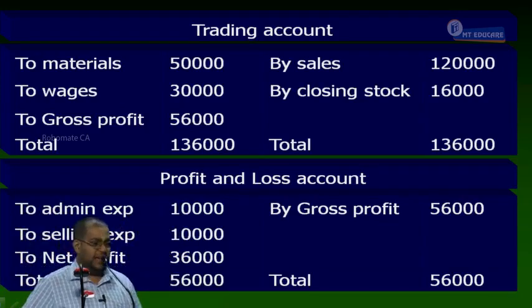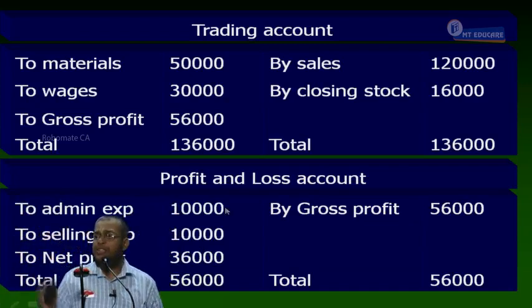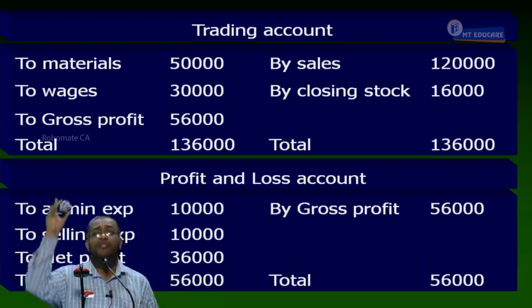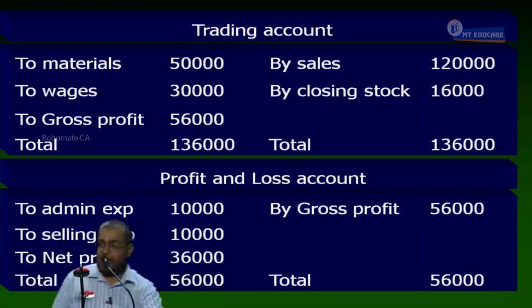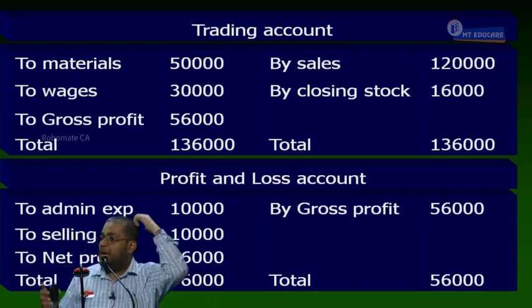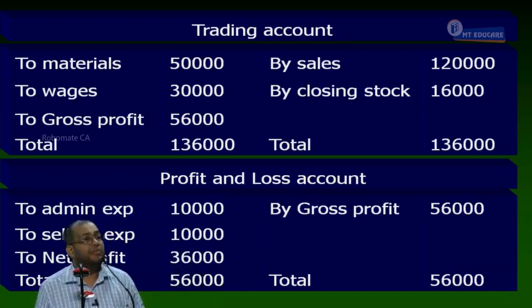Product cost and period cost. What is a product cost? Those costs which are considered to value stock are called what? Product cost. What is period cost? Those costs which are not considered to value stock are called what? Period cost. Yes or no?